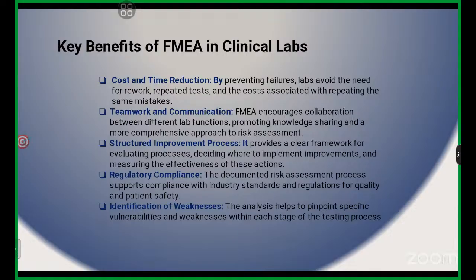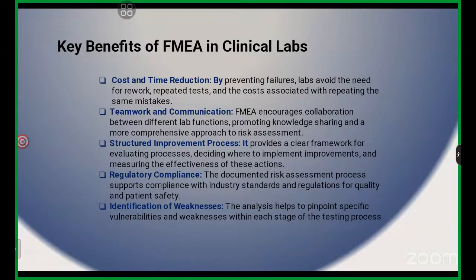As we head to close of this presentation, we're also going to look at the key benefits, such as cost and time reduction. And this is by preventing failures. Labs often need to rework repeated tests and bear costs associated with repeating the same mistakes. Also, teamwork and communication is another benefit of FMEA, because it encourages collaboration between different lab functions, promoting knowledge sharing and a more comprehensive approach to risk assessment.